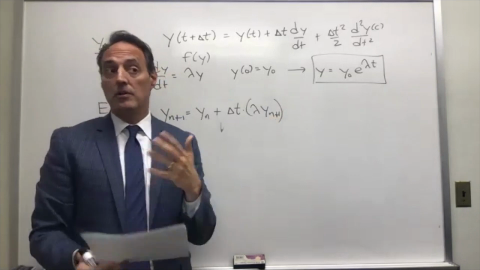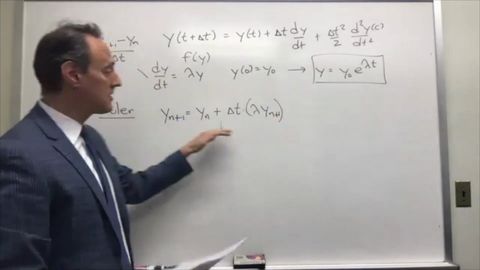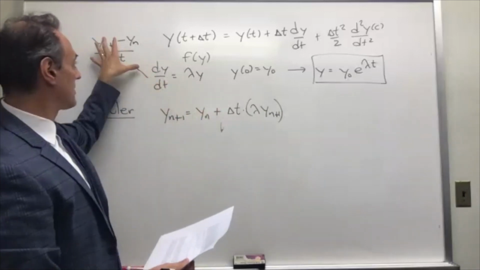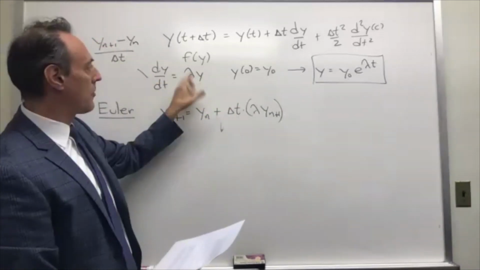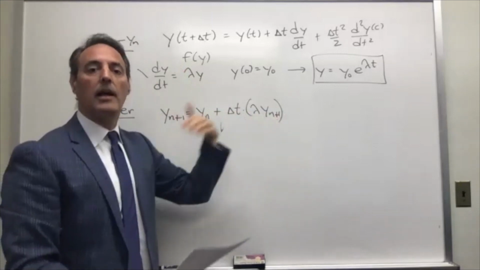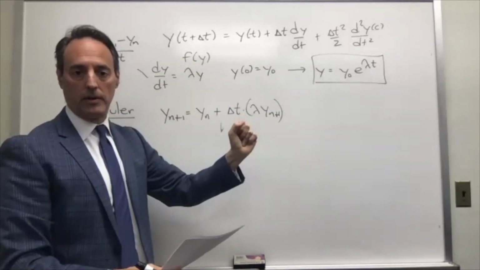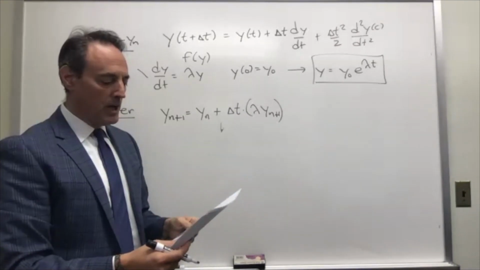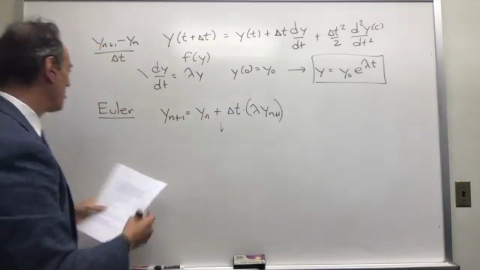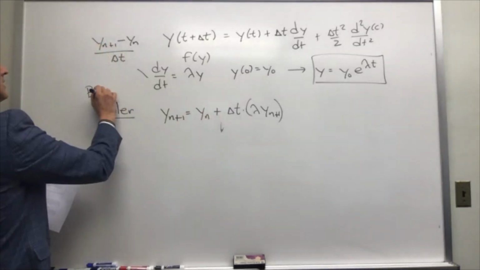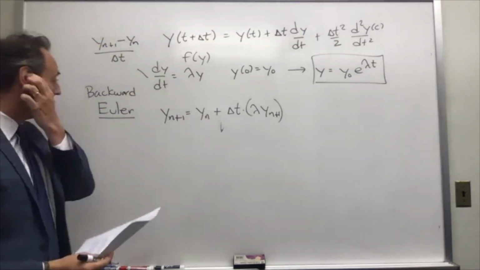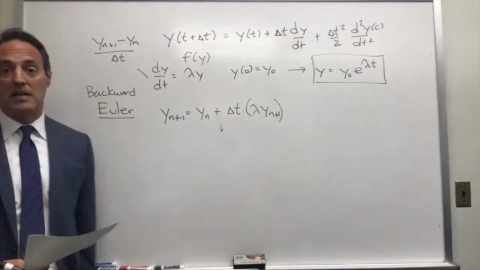This is a different scheme, but I'm going to take the same scheme. Here's my derivative calculation. That still holds. But instead of evaluating the right-hand side at y of n, I evaluate it at the end of the interval, y of n plus 1. Now I have this scheme, and this is called backward Euler.